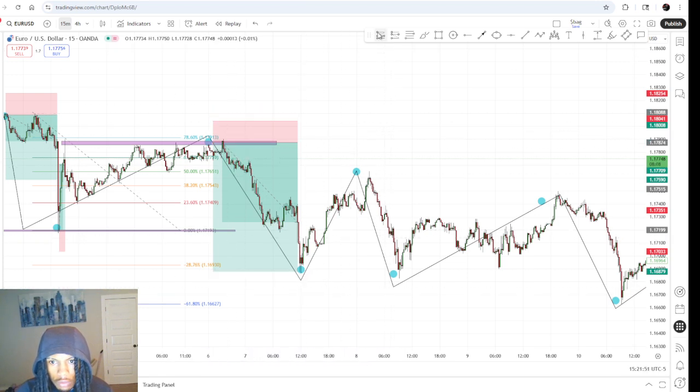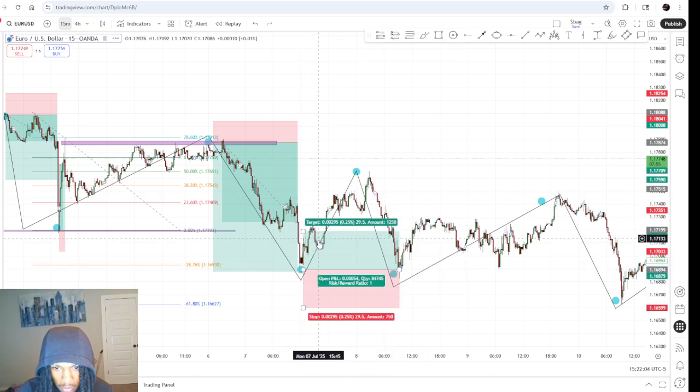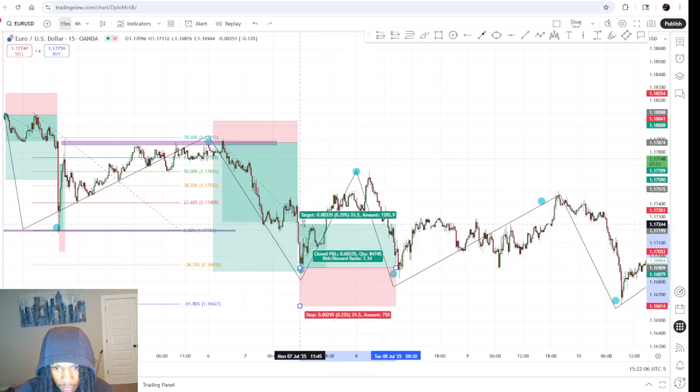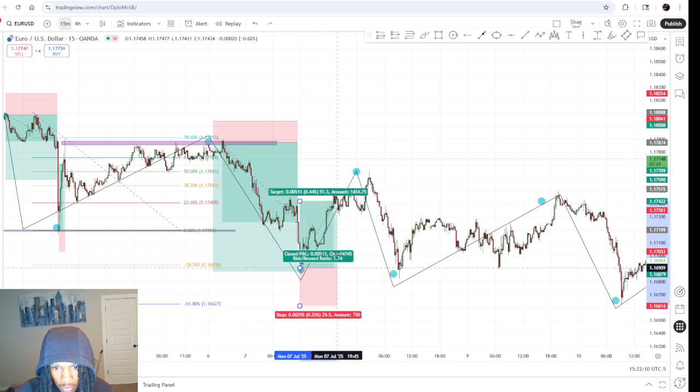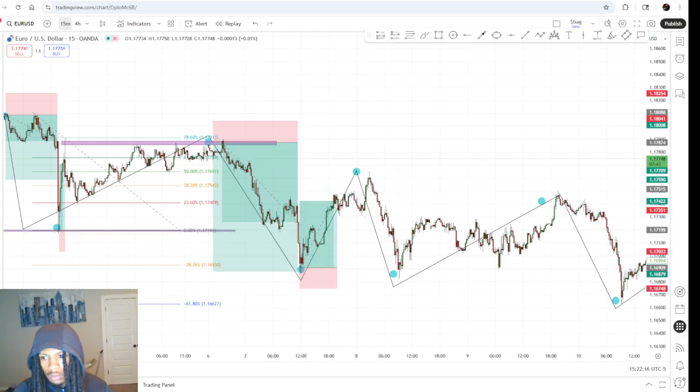Market structure. You bought right here from 12:30 to about 1:30 latest. But I'm getting in right there. Around 50 pips, because that's going to be a 1 to 3. It's always like that. See? Same thing.